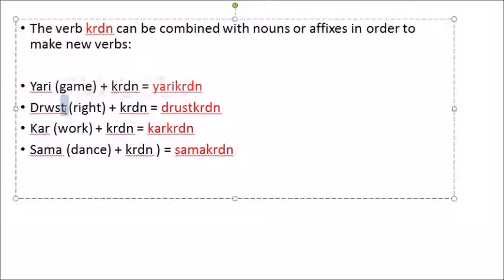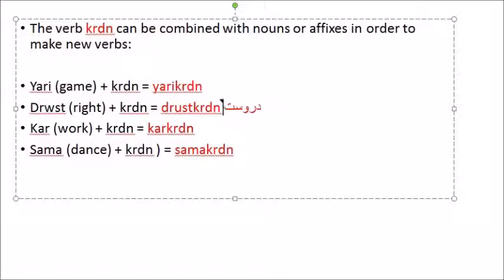Derust, okay, derust actually means right. Something is right, not wrong, okay? Plus krdin, it will be derust krdin. And derust krdin basically means to create. It also can mean to do, to create, but actually it means to create. And when you say God created human or God created man, you say Xuda mrovi derust krd. At that time it's past, so I put it away.